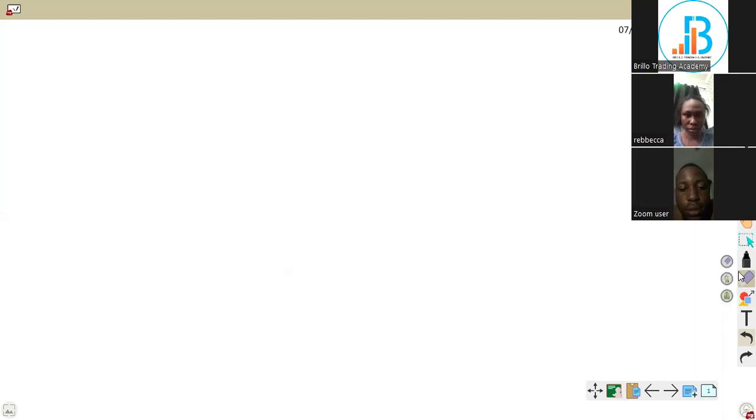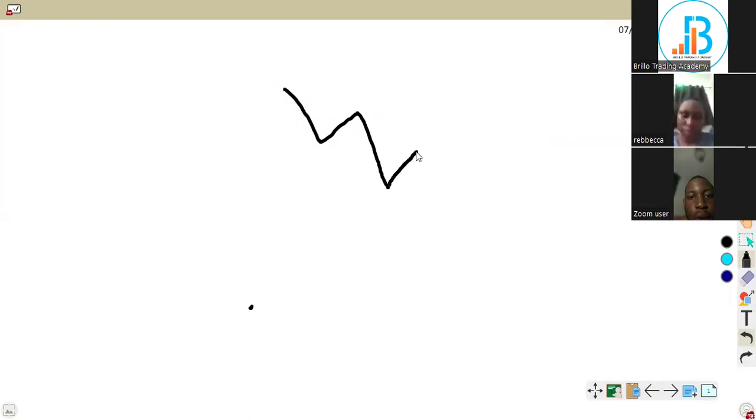Okay, now that is for the uptrend. Now for a downtrend, the important key levels you need to pay attention to are the current lower high and the previous lower low.